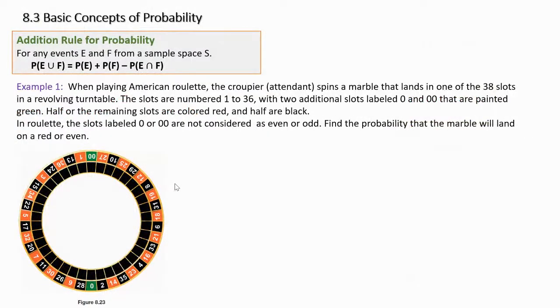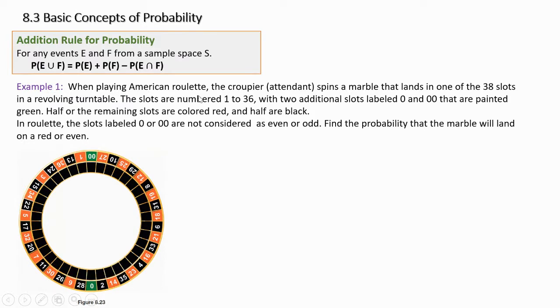Okay, now this is 8.3. This is the basic concept of probability. This example says to use the addition rule for probabilities. For any events E and F from a sample space S, the probability of E union F is equal to the probability of E plus the probability of F minus the probability of E intersect F. So we're going to be using this formula here. Okay, now this is example number 1, and I believe there are also homework problems relating to this roulette table.